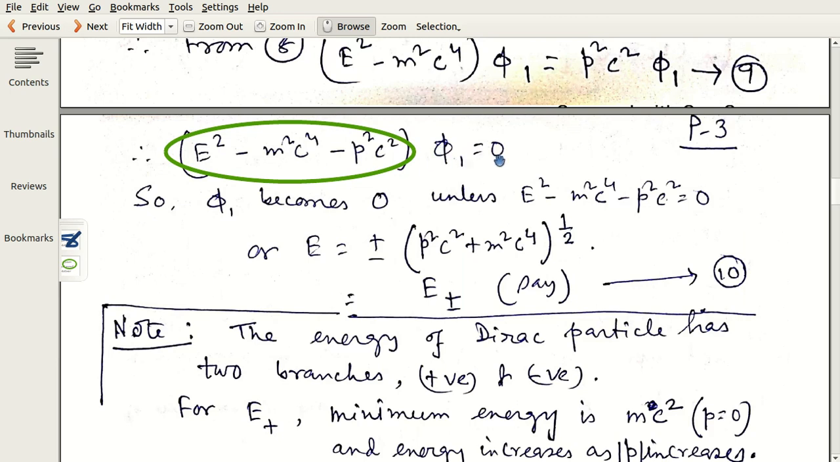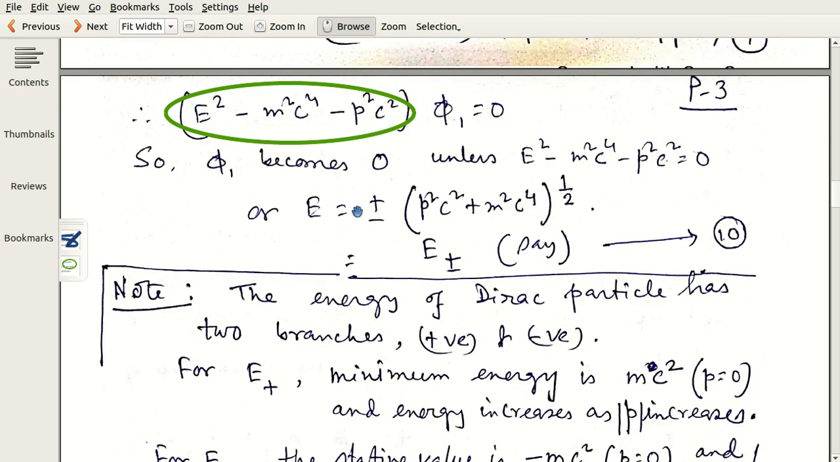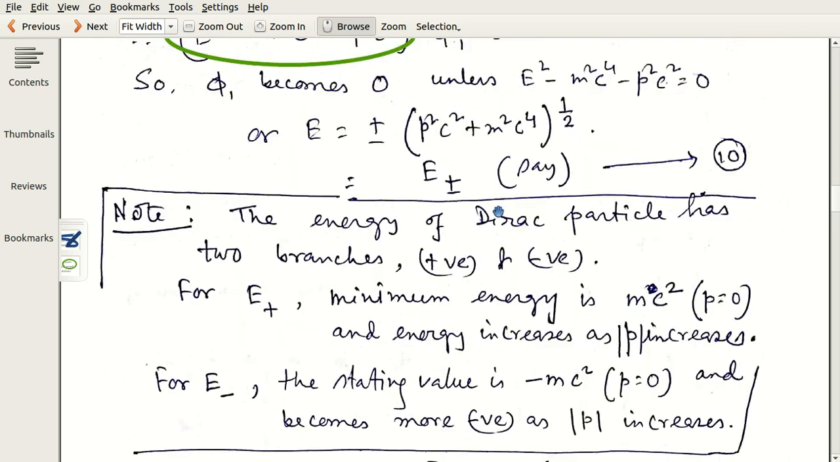So if phi 1 is not equal to 0, then your E square minus m square c to the power 4 minus P square c square must be equal to 0, and hence E equals plus minus this one. This is a known relativistic result for us, but it gives us two solutions. E equals plus (P square c square plus m square c to the power 4) to the power half, and minus of this one. So we name them as E plus, the plus component, and E minus, the minus component.